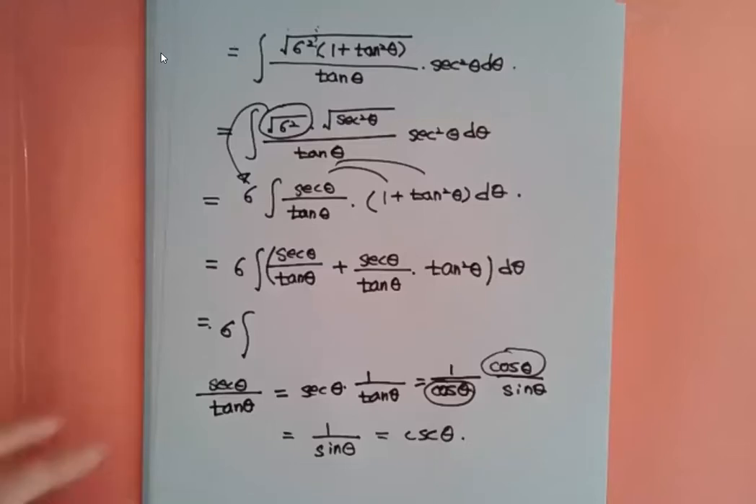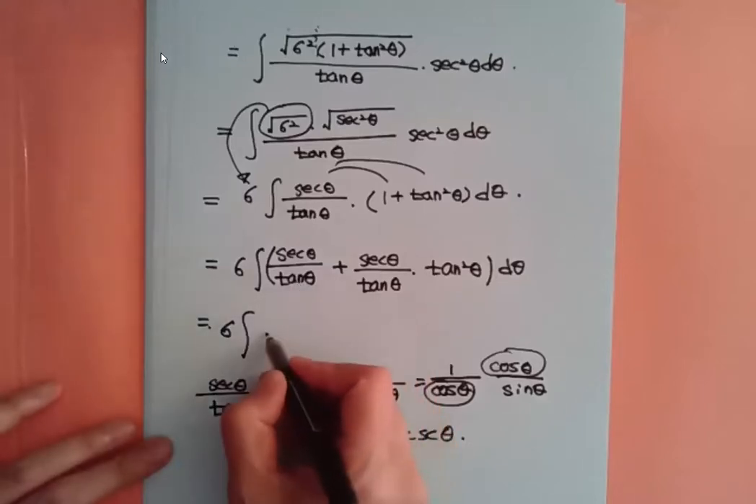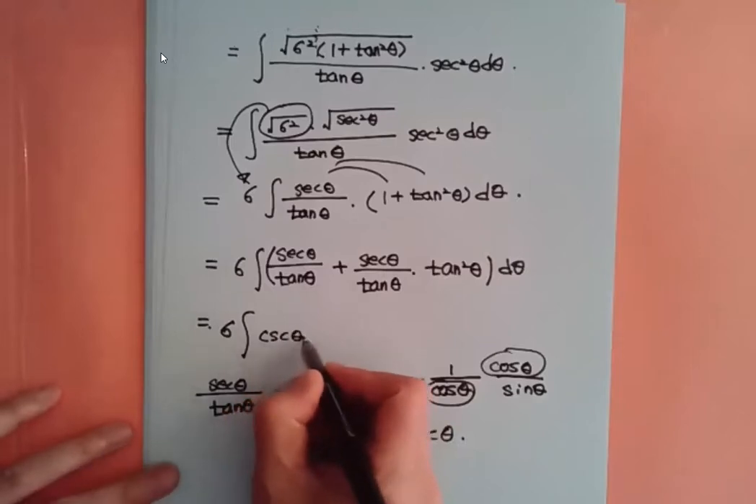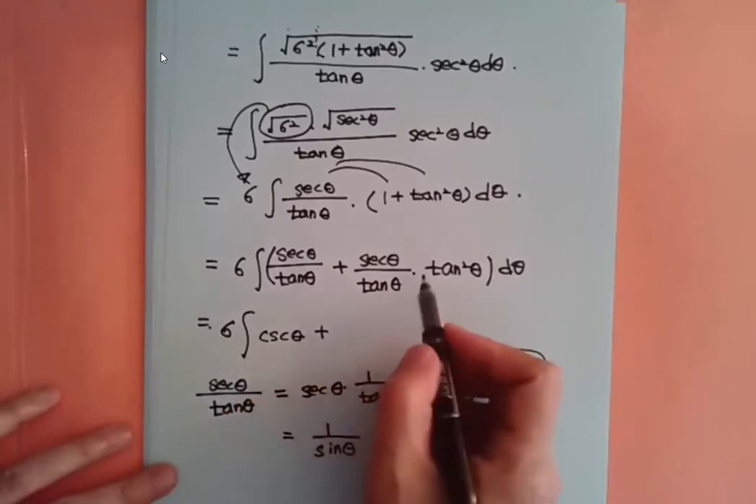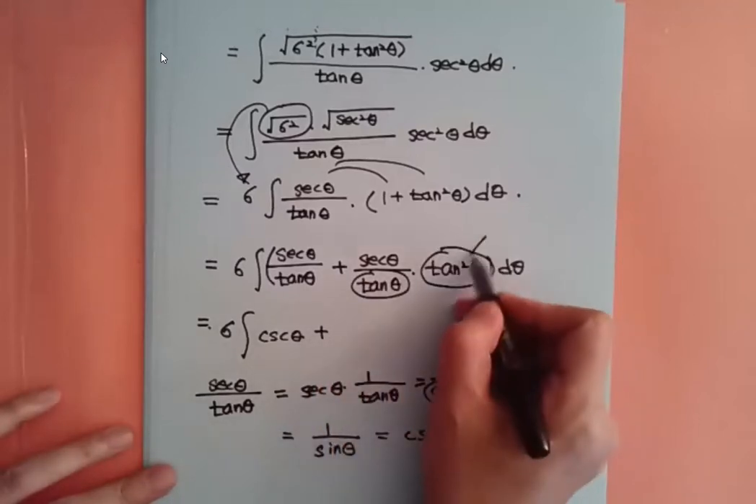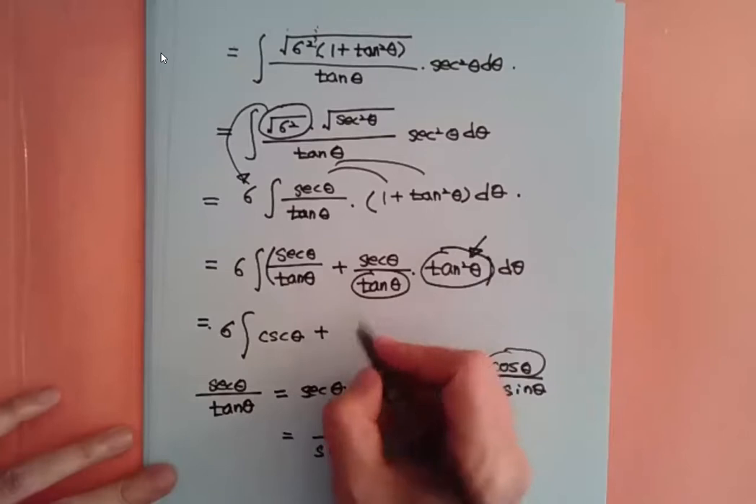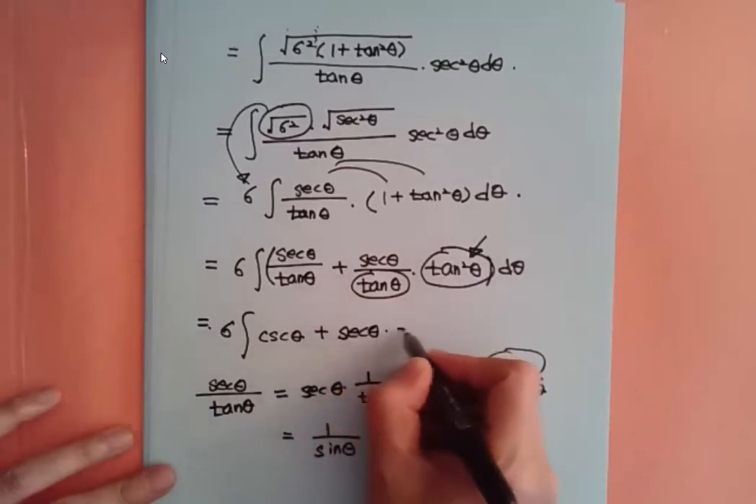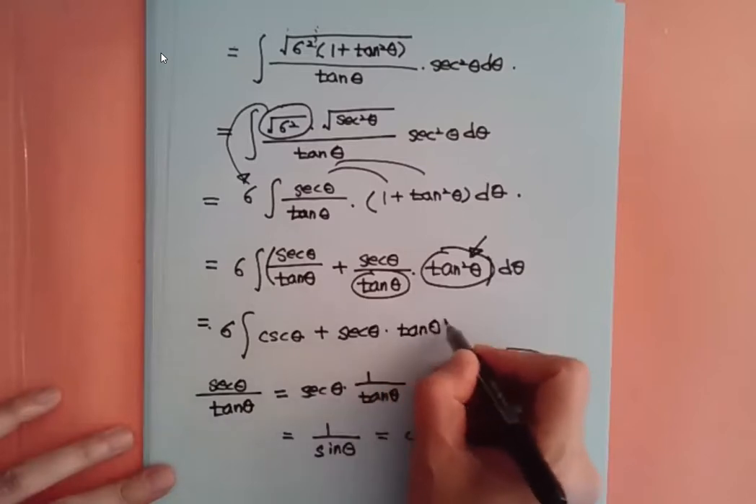Mm-hmm. So the first one is cosecant of theta plus this one, and this one and this one will cancel each other, but this one was degree 2. And so this one will be reduced to secant of theta times tangent of theta d theta.